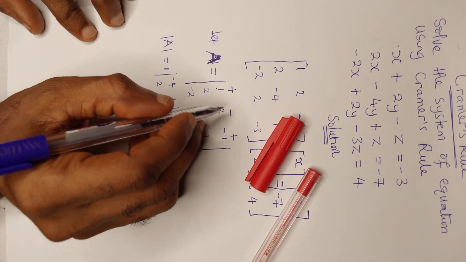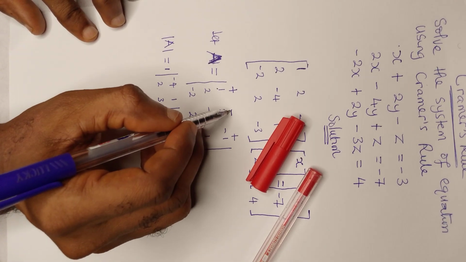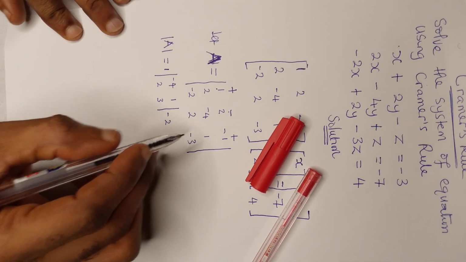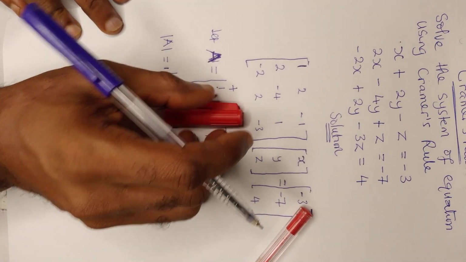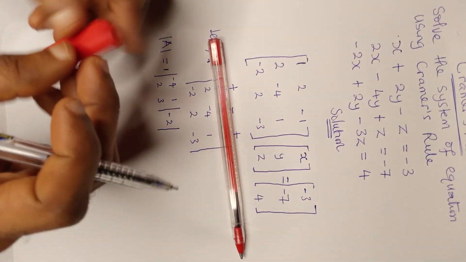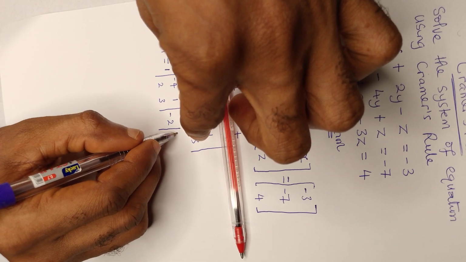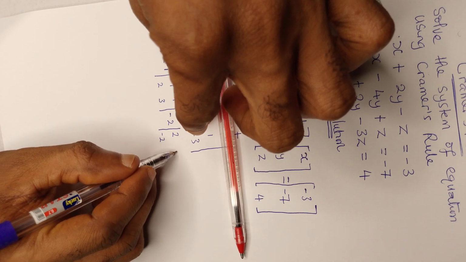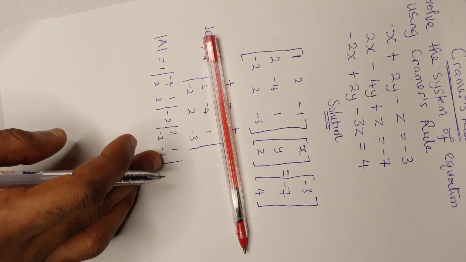So the second one is 2. But note we have a negative here, so we have minus 2 because of this sign, the natural sign or rule you have to consider in a matrix. So for 2, we cross here, and then we cross here. When we cross here, we are going to be left with this and this. So we have 2, minus 2, 1 and minus 3. We are done with that.